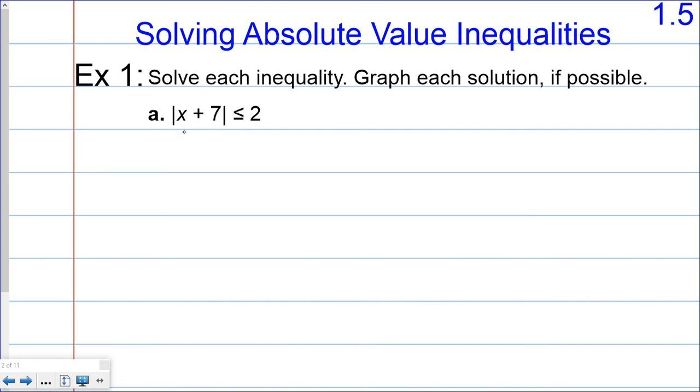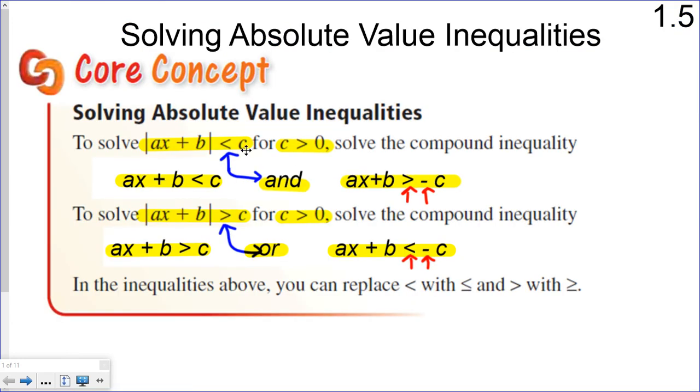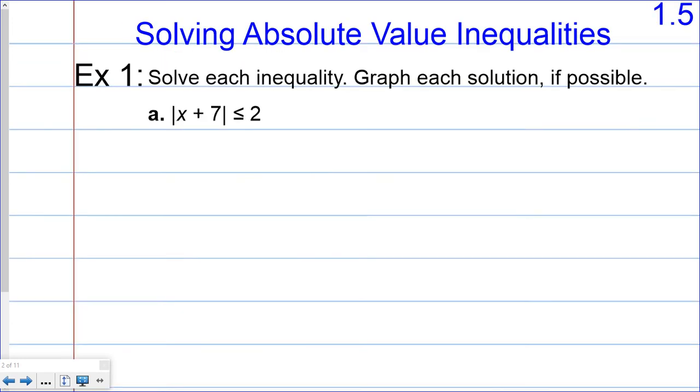So we're starting with the absolute value of x plus 7 less than or equal to 2. Going back, if we have less than, is it and or or? Looking right here, less than is and. So we're going to write our two inequalities. We have x plus 7 is less than or equal to 2, and x plus 7 is greater than or equal to negative 2.